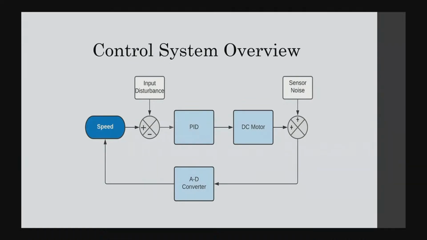We created a MATLAB code for testing our DC motor model because during the COVID situation, we cannot physically test it. So we have two kinds of noise. One is input disturbance, the other is sensor noise, to simulate the real environment.